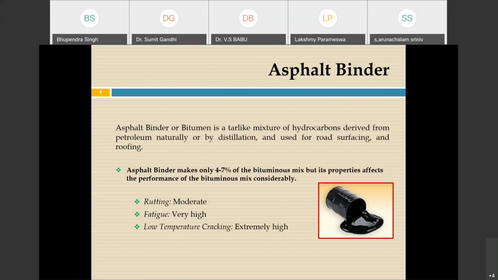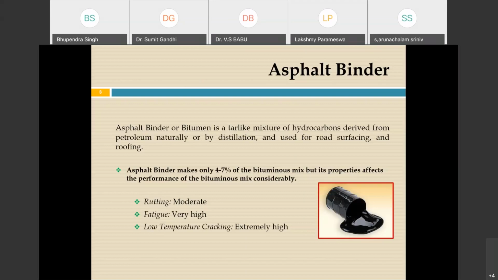When we talk about flexible pavement, there are majorly three kinds of pavement failures which occur: rutting, fatigue, and low temperature cracking. It is found in research that the role of asphalt binder in rutting failure is moderate, but when we talk about fatigue, the role of the asphalt binder becomes very critical. And in low temperature cracking, the role of the asphalt binder becomes extremely critical. So it is very important that we choose the right kind of binder for the construction of the road if we want a good performance from the road.